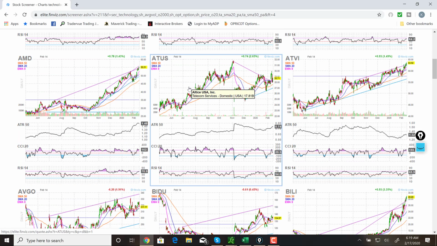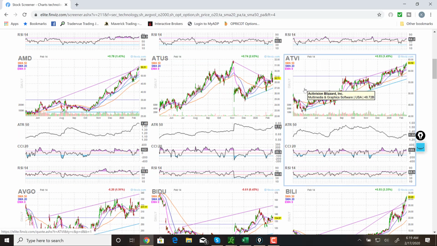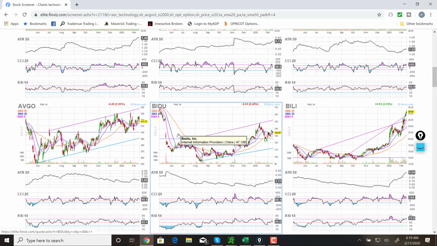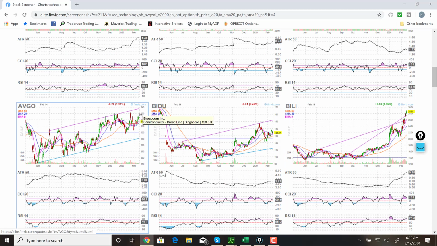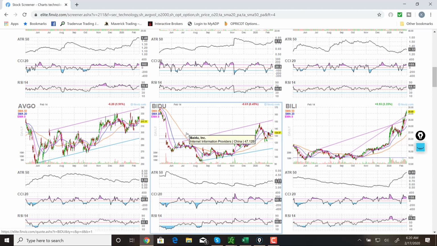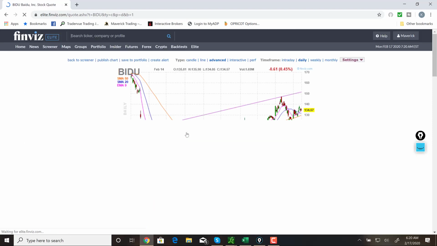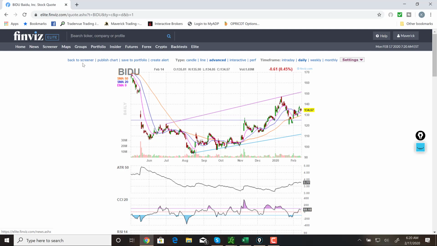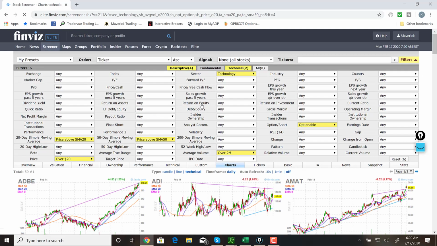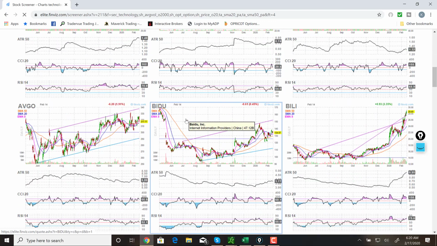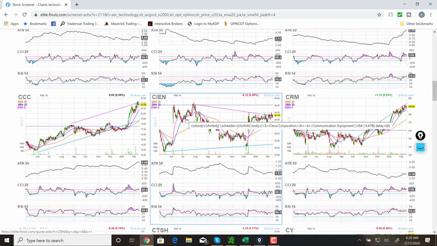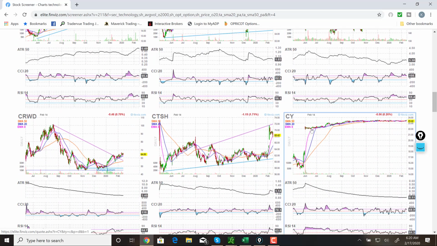I like to look for stocks closer to their moving averages. That way not so, because a lot of time when they get far away from the moving averages, they pull right back. I don't want any China exposure. That is a Chinese stock. CRM still looks good. I'll pull that one up again here in a minute.